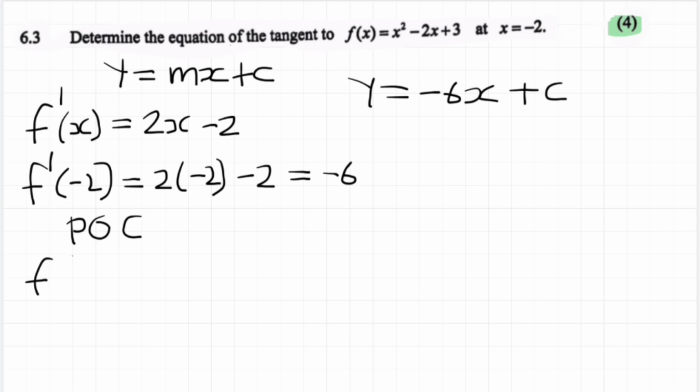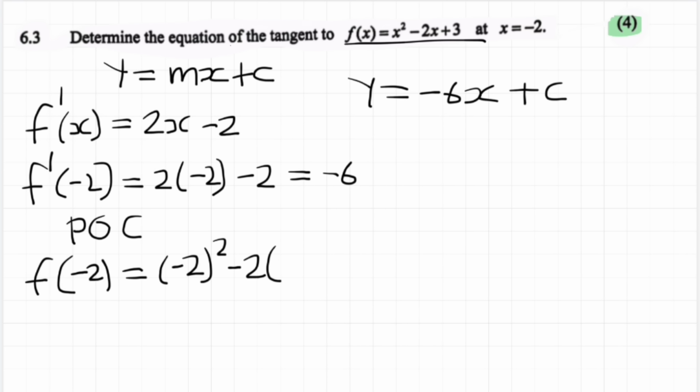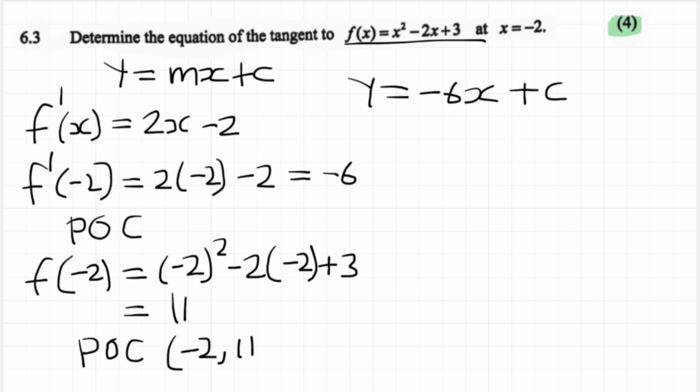So I'm going to substitute this -2 into the original equation. So I'm going to put (-2) squared minus 2, and then we'll put -2 plus 3. If you punch this into the calculator, you're going to get 11. Good. So our point of contact, our POC here, is going to be: the x value is -2 and the y value is 11.